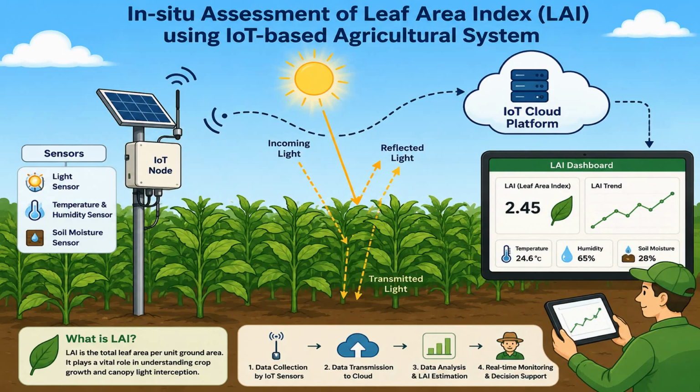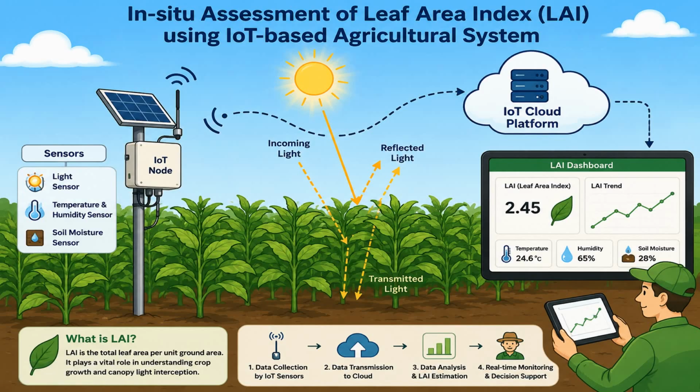leaf area index. Now the collected data is transmitted wirelessly to an IoT cloud platform for storage and processing, and here advanced algorithms will analyze the sensor readings and calculate the LAI value. The results are displayed on the dashboard, which shows the LAI here. Then it shows the temperature, humidity, soil moisture, and crop growth trends.